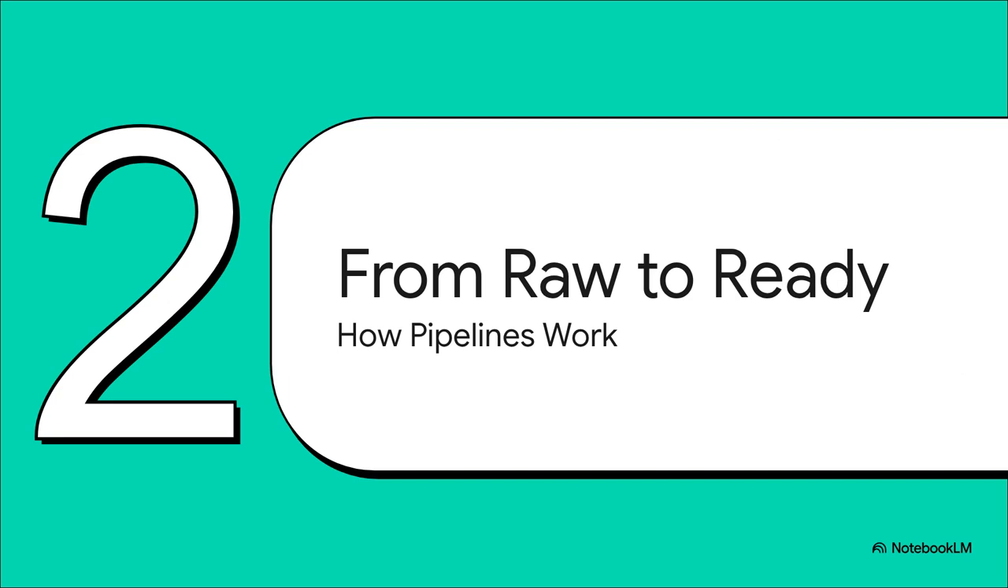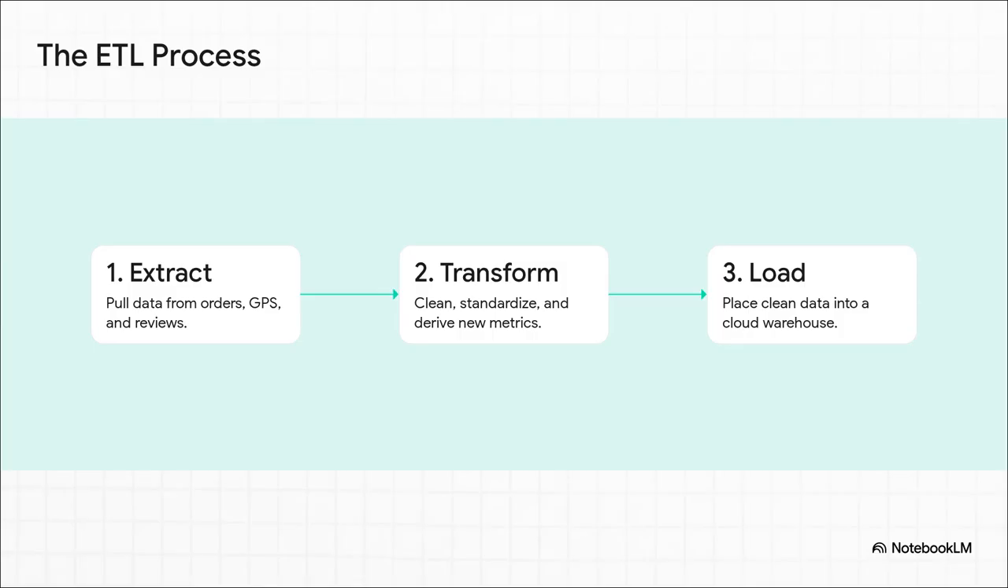So, how does this conveyor belt actually do it? How does it turn all that raw, messy data into something so incredibly valuable? Well, it all boils down to a core process that has three main stages. You're going to hear this acronym all the time. ETL. It stands for extract, transform, and load.